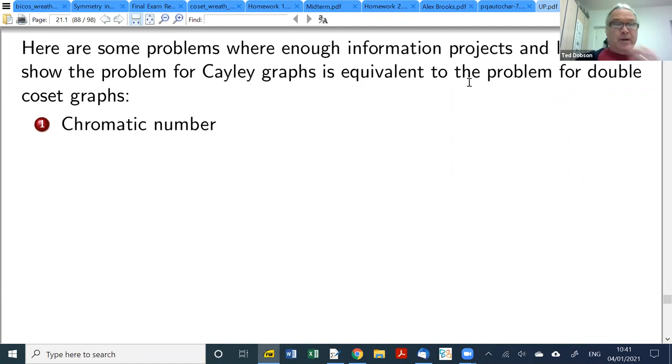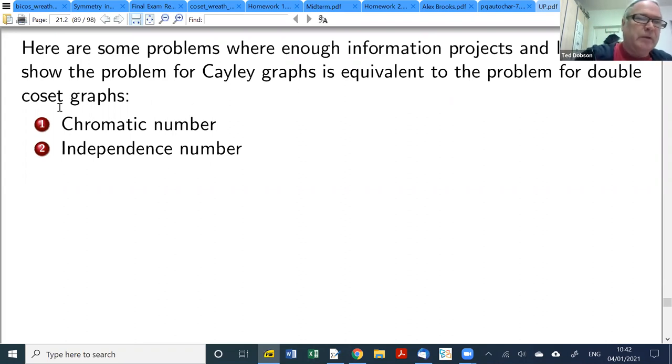First off, chromatic number. This was known for a long time. There's an exercise in Bondy and Murty's book on this. If you wreath a graph with an empty graph, the chromatic number stays the same. That's all there is to it. Independence number. An independent set projects to an independent set, and it lifts to an independent set, probably a bigger one, but you can determine the independence number of a Cayley graph from its coset graph, and vice versa. Now, I wanted to throw these in to let you know that not everything I'm talking about is about symmetry.